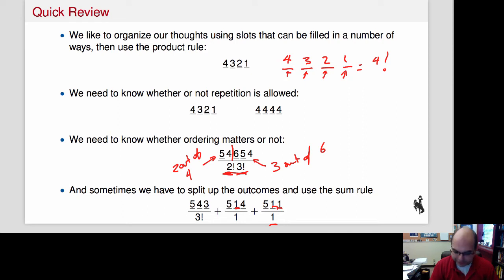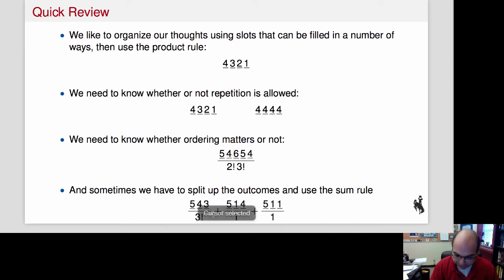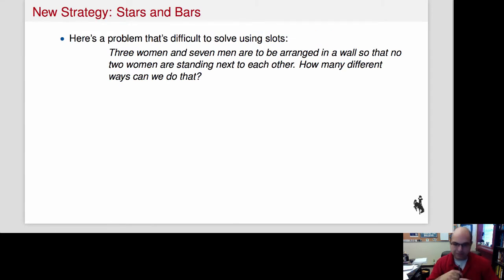Those are the techniques that we've used, and it's very effective. Now let's look at some other ideas. Here's a problem that's actually really difficult to do using those techniques.